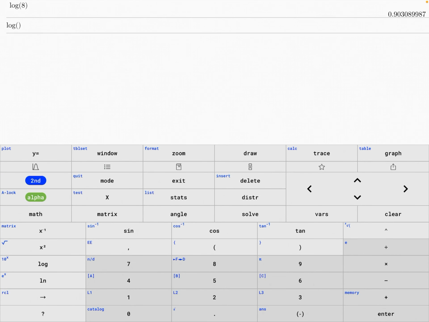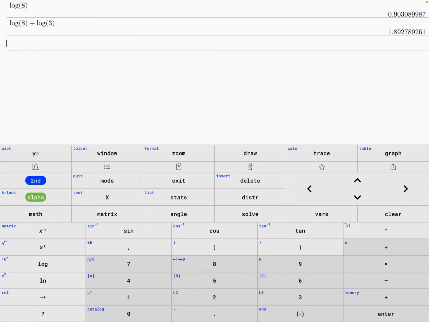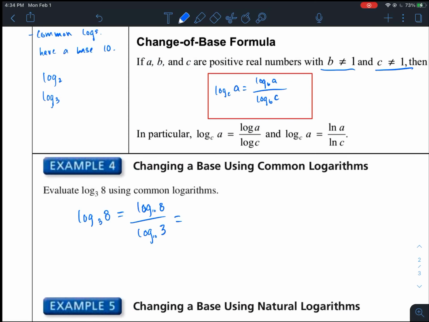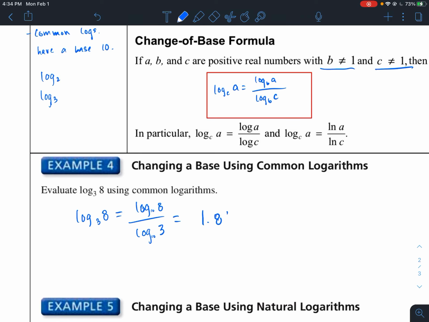So log of 8 divided by log of 3. Enter. And it equals 1.893. And there you go. It's as simple as that. So we can change the base to a base of our choosing. Most of the time we're using this to change it to base 10.